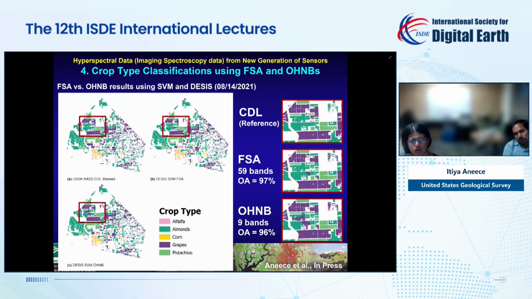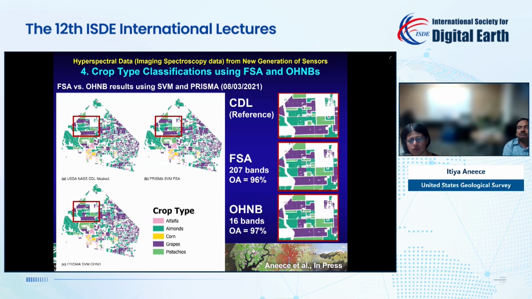And here is a similar comparison using a PRISMA image from August. And again, the FSA, which used 207 bands, yielded an overall accuracy of 96%, whereas the OHNB analysis, which only used 16 bands, yielded actually a slightly higher overall accuracy of 97%.